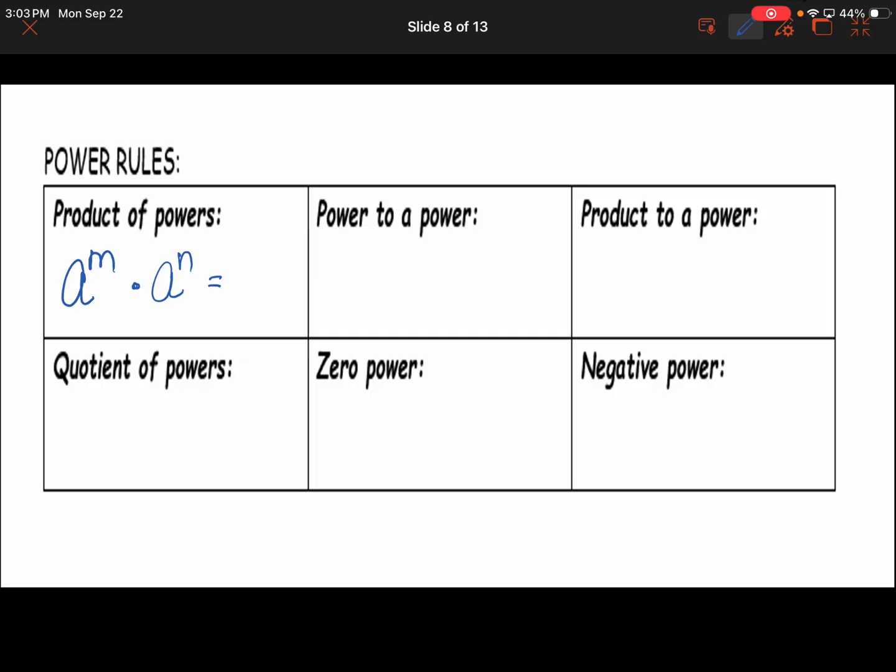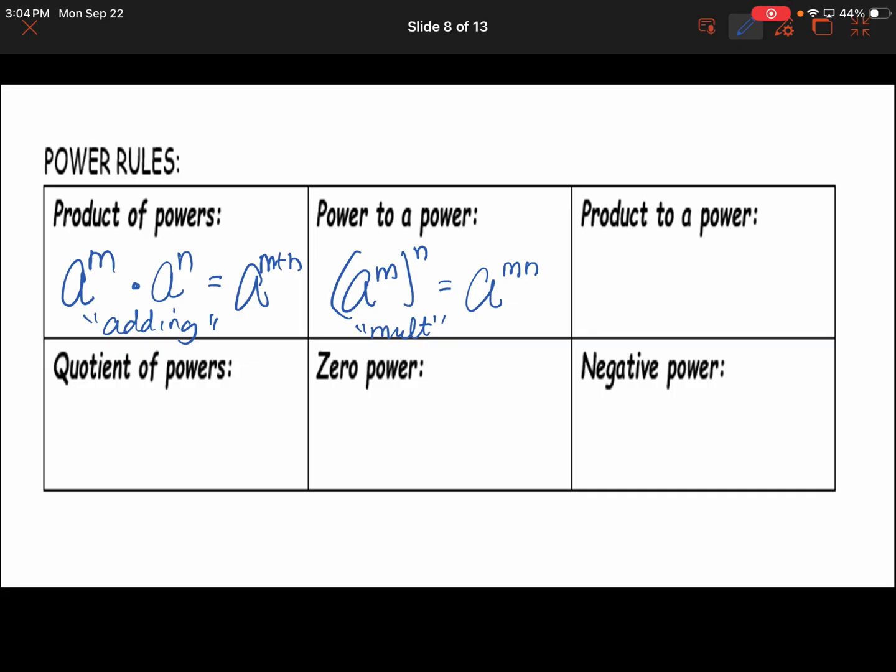So what do you got? A to the m times a to the n is a to the m plus n. That is the adding shortcut. Do we all agree? First one we learned, right? And power to a power is a to the m to the n, and a to the m to the n equals a to the m times n. That's the multiplying shortcut.